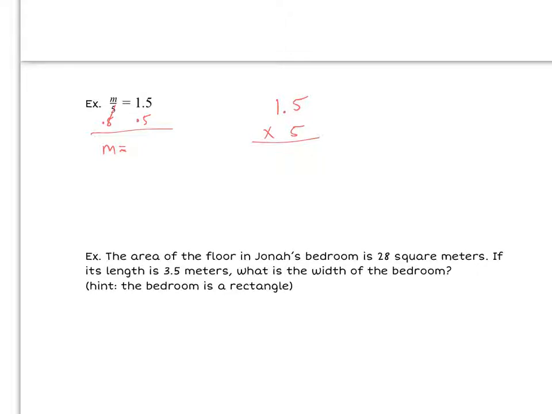So 5 times 5 is 25. 5 times 1 is 5, plus 2, 7. 7.5. And we have one decimal place. So we're going to have one decimal place here. So m equals 7.5.